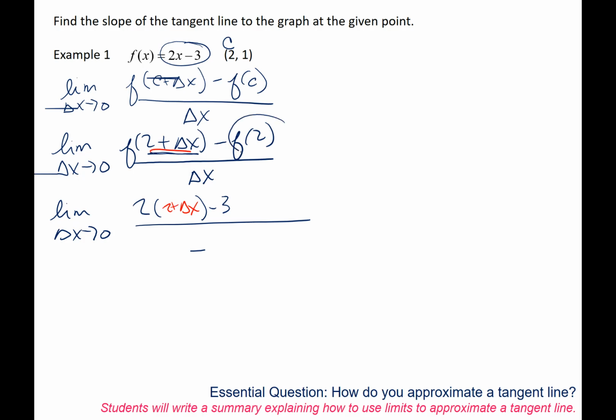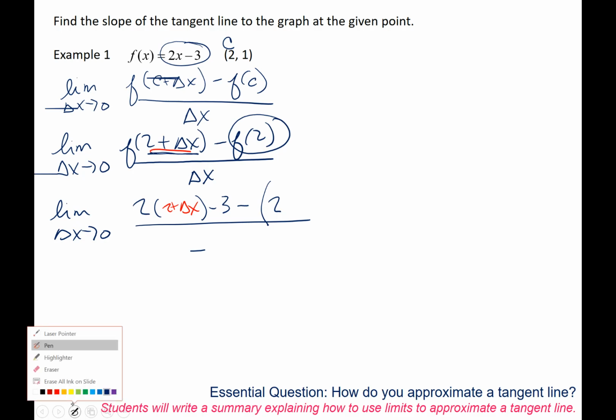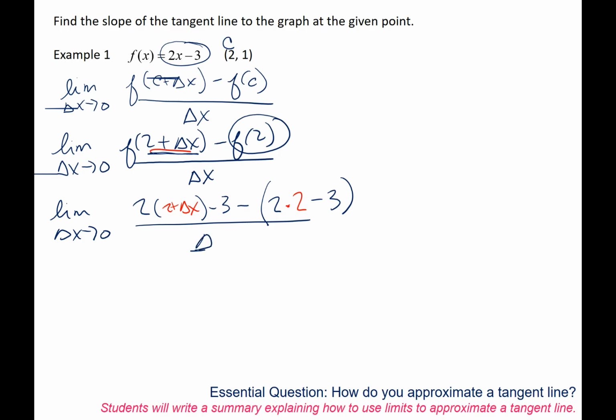What does it say I plug into the function here? 2, right? The number 2. And I'm going to put a parentheses. 2. I'm going to use a different color so you can see the plug-in. Times the 2, right? That's the plug-in part. Minus 3. And then the delta x stays on the bottom. You're going to see why.